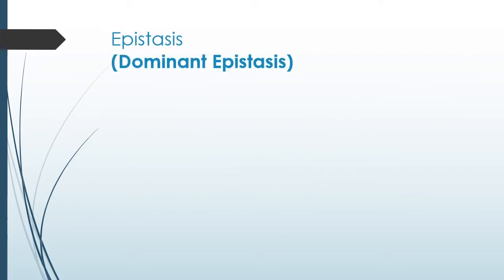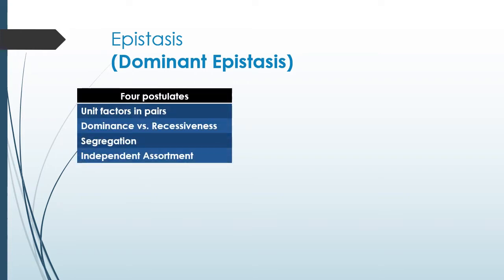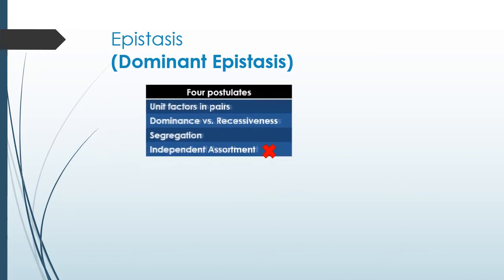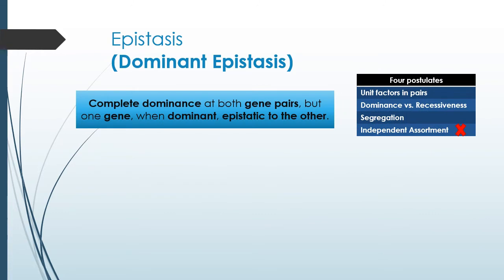Let us start with dominant epistasis. Among the four postulates, independent assortment is not followed in this type of inheritance pattern. How is this so? We will find out in a short while. Dominant epistasis is characterized by having complete dominance at both gene pairs, but one gene, when dominant, is epistatic to the other. Let us break this statement into chunks so that you may understand it better.